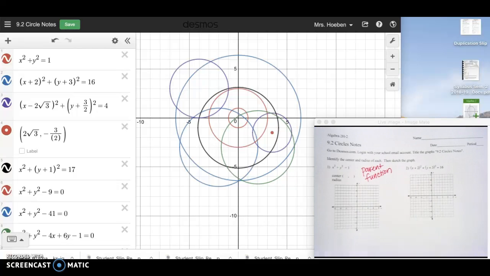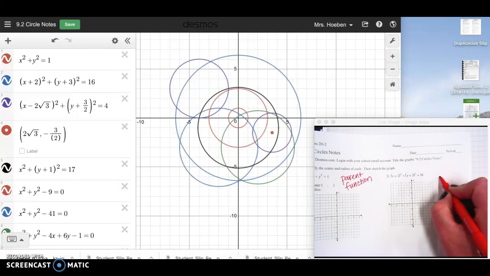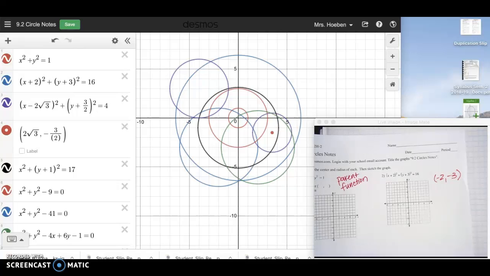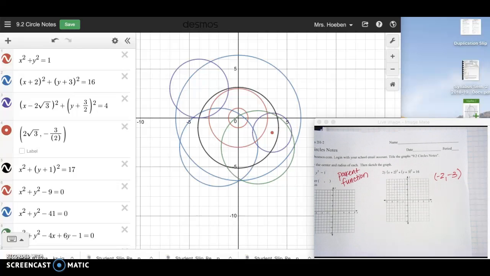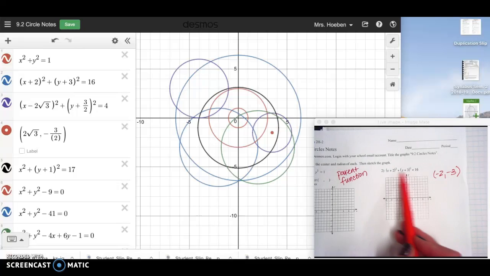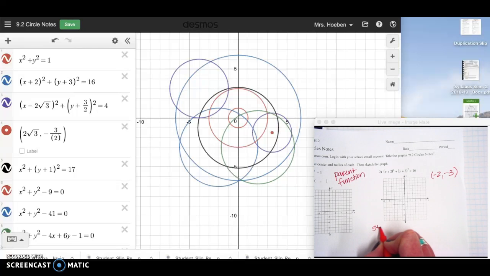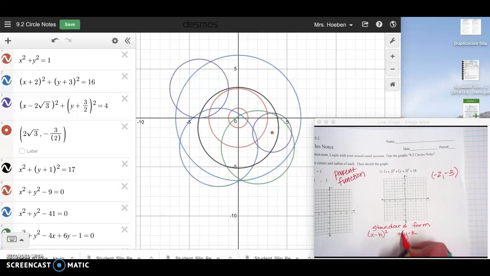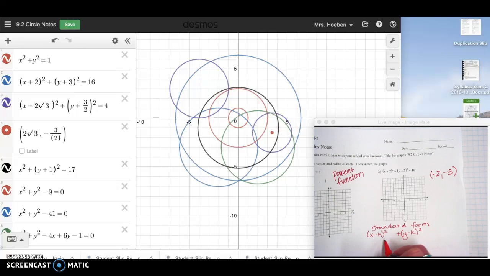And then when you jump over to number 2, what did you guys get for the center? So where do you think that -2 and the -3 come from in that equation? The 2 and the 3, except they're opposites, right? So the standard form of the equation actually looks like this. It's x minus h, quantity squared, plus y minus k, quantity squared, where whatever number is in for h and whatever number is in for k, that's going to be your center.